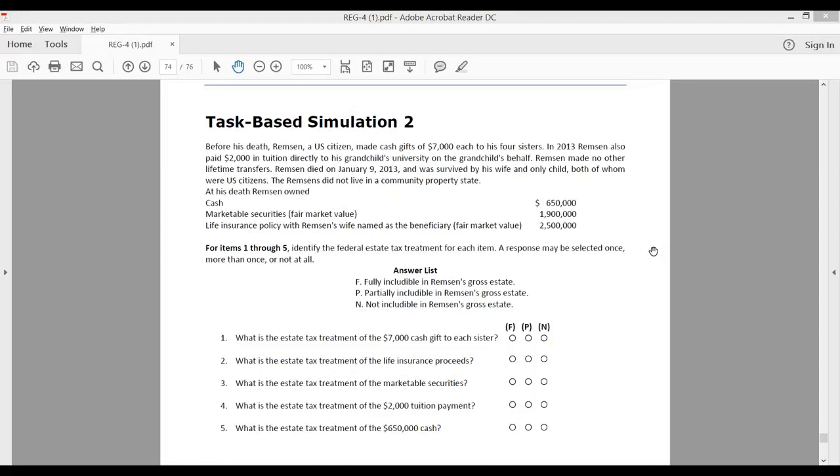How about the $650,000 cash? It's fully includable. Fully included, right? Just like life insurance proceeds. Great. So that covers our Form 706. So let's go to Form 1041, which is basically the trust tax return.